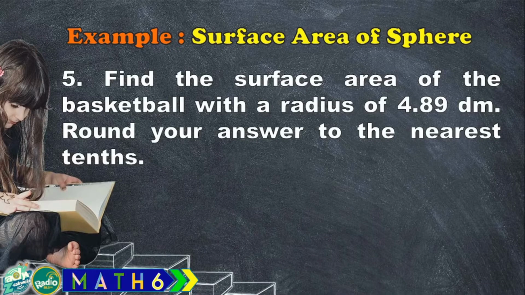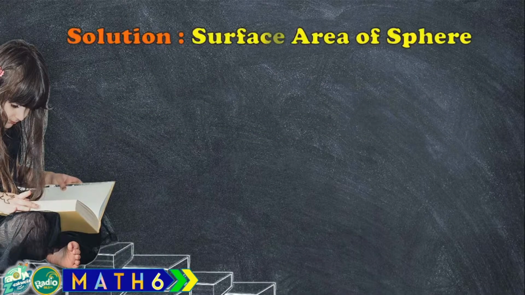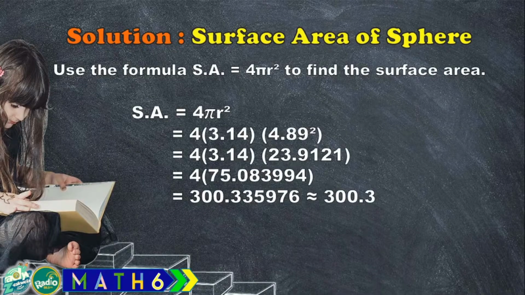For example number 5. Find the surface area of the basketball with a radius of 4.89 decimeters and round your answer to the nearest tenths. Now try to observe the solution. We need to use the formula surface area equals 4 pi r squared to find the surface area. Now we have surface area equals 4 pi r squared. We have 4 multiplied by 3.14, which is the value of pi, times 4.89 squared, which is the radius.